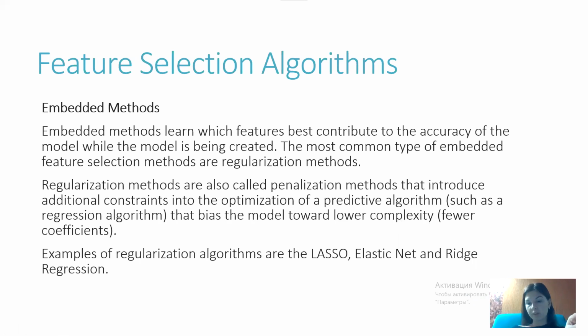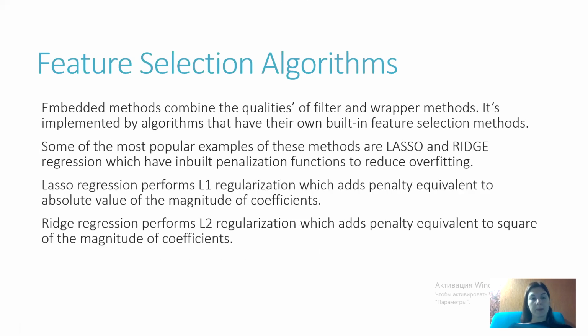It's an embedded method. It's something that is included in your model, and it automatically improves the quality of the model without your impact on it. It does it automatically. Embedded methods combine the qualities of filter and wrapper methods. They're implemented by algorithms that have their own built-in feature selection methods. Some of the most popular examples of this method are lasso and ridge regression that have inbuilt penalization functions to reduce overfitting.